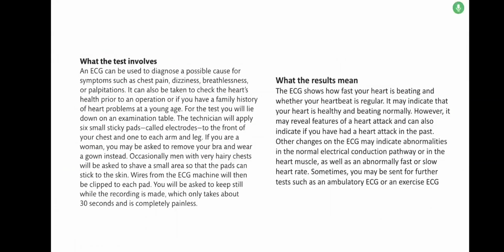For the test, you will lie down on an examination table. The technician will apply 6 small sticky pads called electrodes to the front of your chest and 1 to each arm and leg. Wires from the ECG machine will then be clipped to each pad. You will be asked to keep still while the recording is made, which only takes about 30 seconds and is completely painless. The ECG shows how fast your heart is beating and whether your heartbeat is regular.